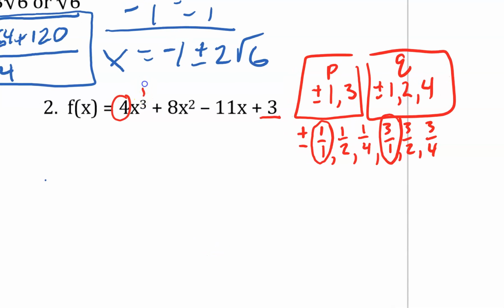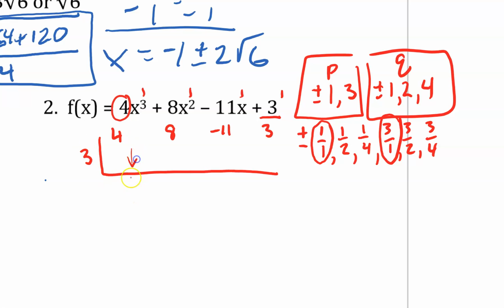So all my powers are accounted for, 3, 2, 1, 0, and I'll write out my problem. 4, 8, negative 11, 3. And I will try positive 3 first. I'll bring down my 4. 3 times 4 is 12. 8 plus 12 is 20. 3 times 20 is 60. Negative 11 plus 60 is positive 49, and clearly that one's not going to work. So we erase that, and we'll try again.